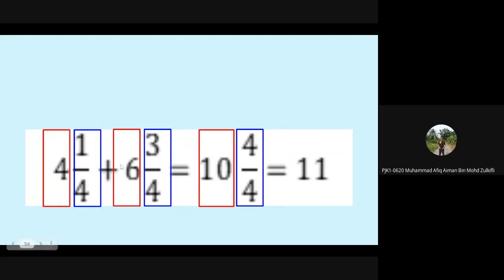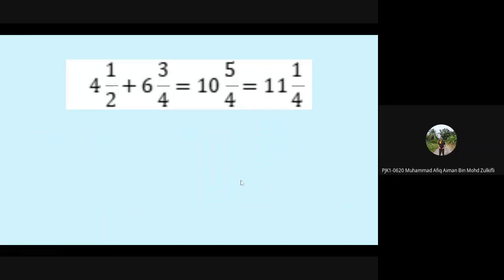4 plus 6 equals 10. And then the fraction 1/4 plus 3/4 equals 4/4. Then here, we know that 4/4 is equal to 1, which is a whole number. So 10 plus 1 is 11. Okay.